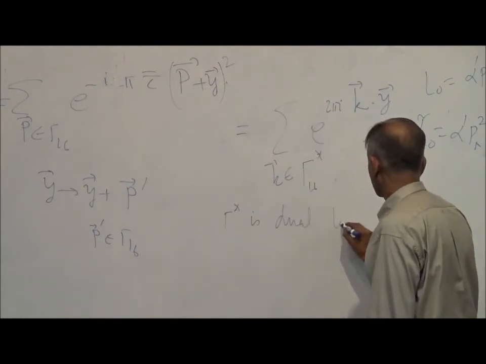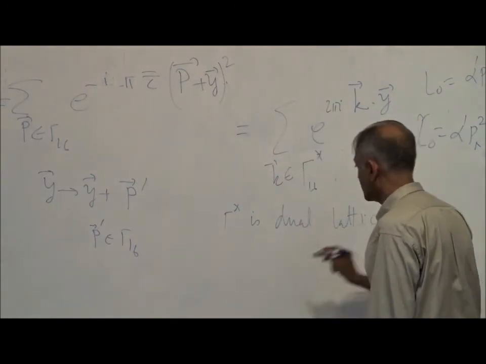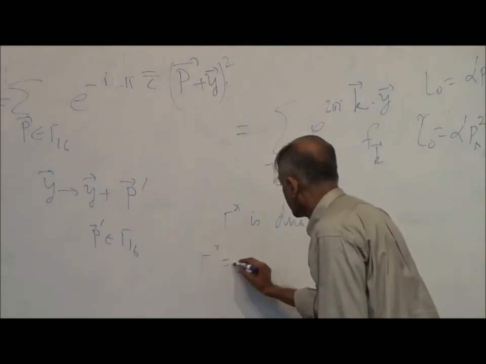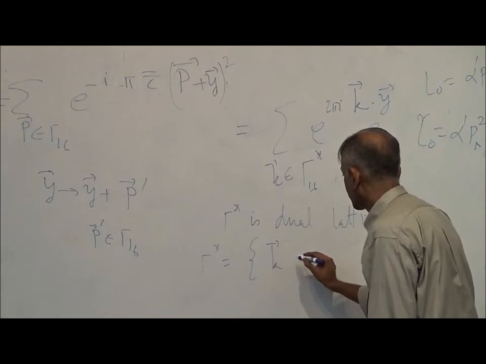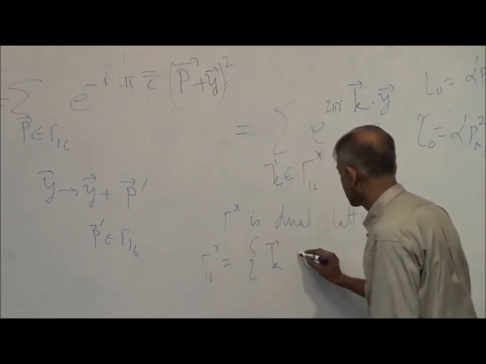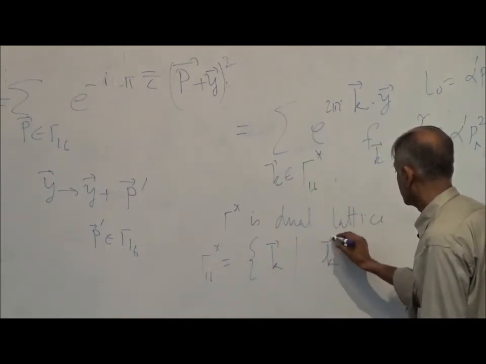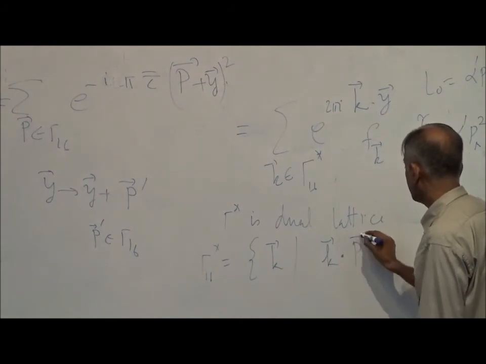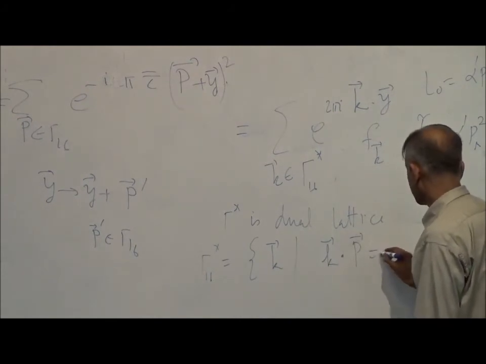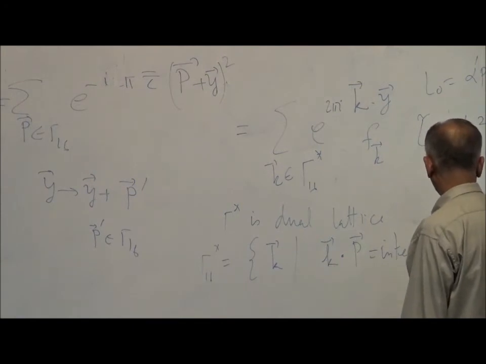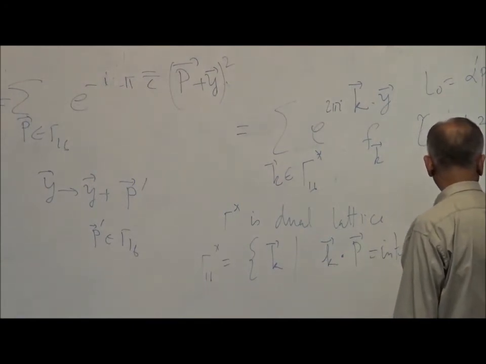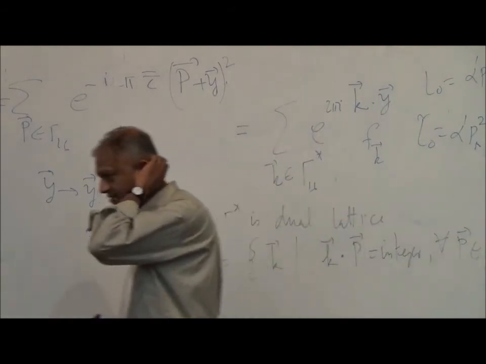It's a dual lattice. The definition of that is simply the following. So gamma star is equal to all the vectors k, 16 dimensional, such that k dotted with any vector p of the original lattice is an integer, for all p belonging to gamma 16. That's a dual lattice. It's clear, right?